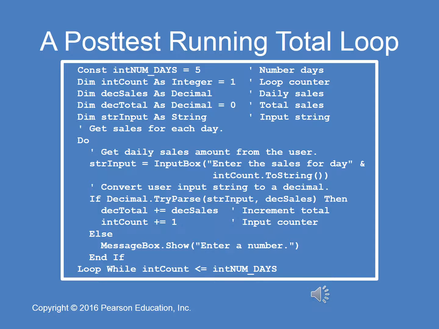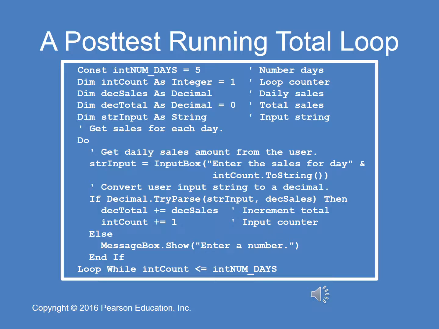Here's a fully coded post-test loop that accumulates a total. So notice we have a constant int number of days, 5, and int count is declared and initialized at 1, decimal sales, decimal total as a decimal equals 0, string input is a string.